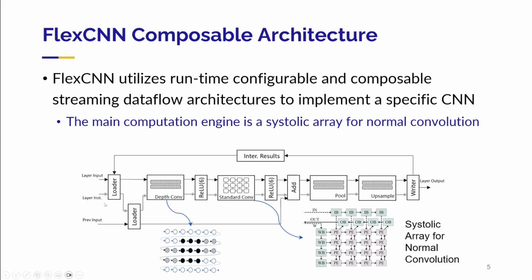It is runtime configurable through this lane called layer instruction, which will enable or disable one of these modules and have some control over how they execute. So, for example, one group of layers may contain depth-wise convolution. It may require ReLU and activation after that, and then the standard convolution, and then it could be followed by pooling but not upsampling. So this will be bypassed.